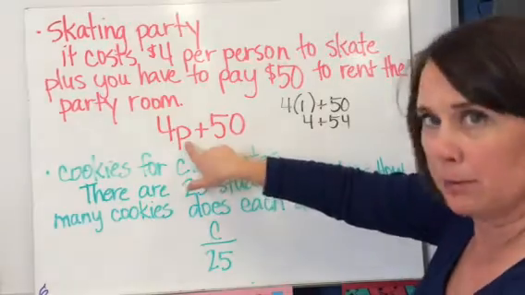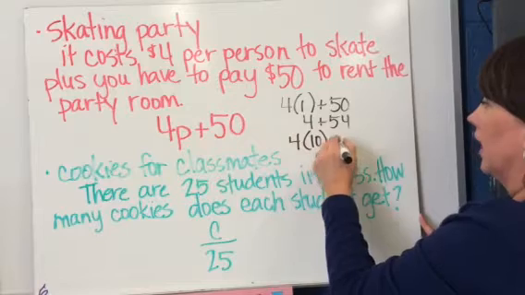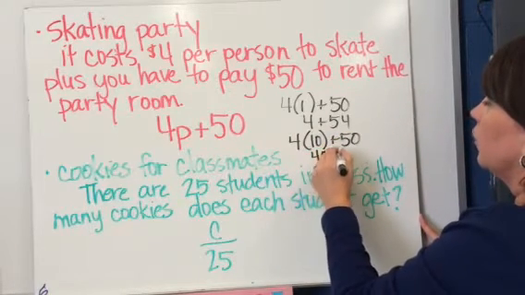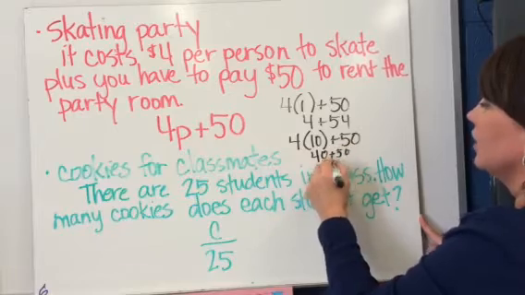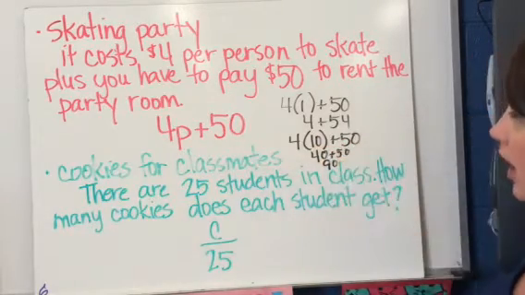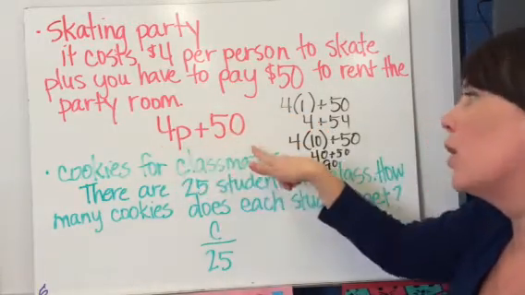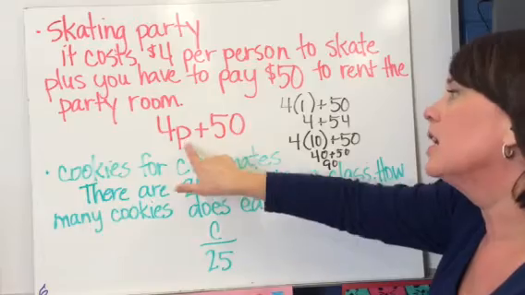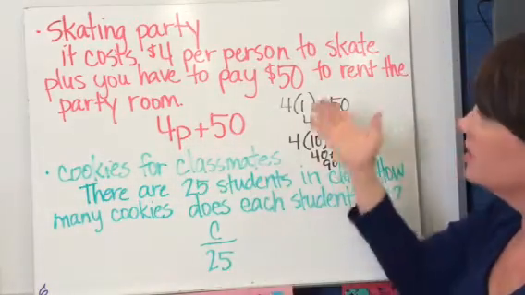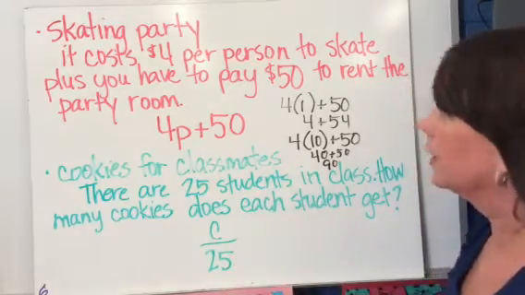But if 10 people skate, it would be 4 times 10 plus the $50. 4 times 10 is 40. 40 plus 50 is 90. So then it becomes $90 if you have 10 people skate. So this varies or changes, and that's why we have to write an algebraic expression containing a variable. Because you don't know how many people are going to show up to the party to skate, and you don't know how many people that show up actually like the skating.